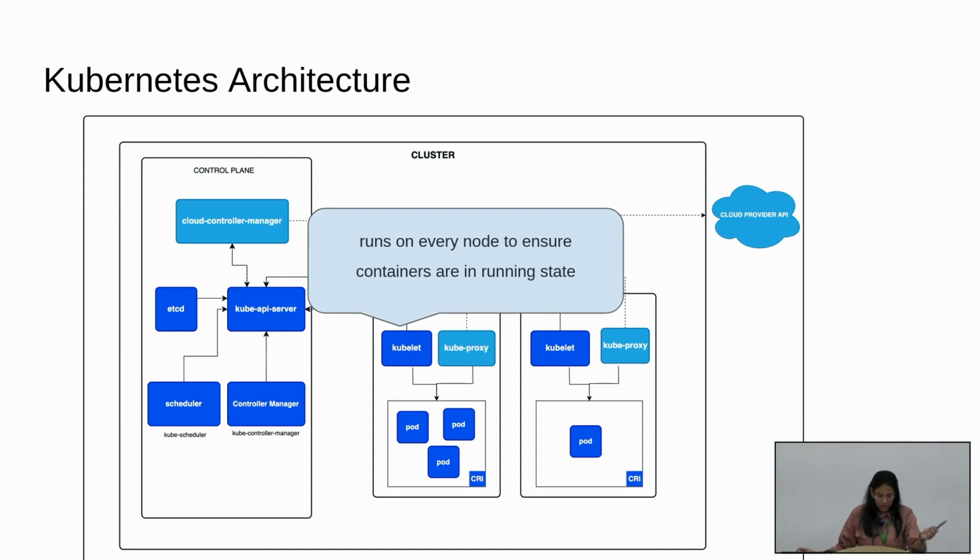The other component runs on the worker nodes, where your containers will finally be running, and that is the kubelet. The Kubernetes control plane needs to see if all your containers are in the running state or not. If they are not in the running state, it informs you, or it can just fix it by restarting the container.